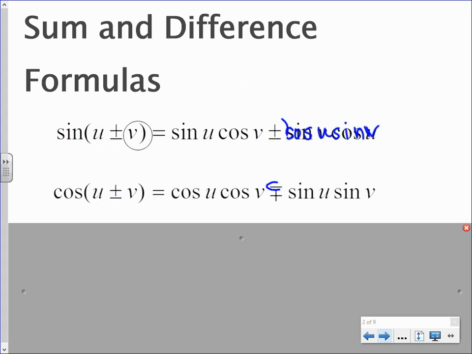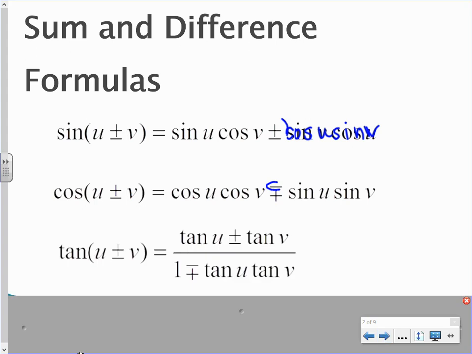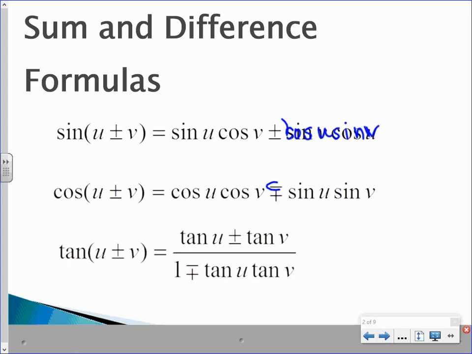And then the same thing happens in your tangent formula. Notice how in your tangent formula, if we have the plus or minus inside tangent, it stays plus or minus in the numerator, but then in the denominator, minus plus. Now, I will remind you, you will have these to use. You just need to know how to apply them.